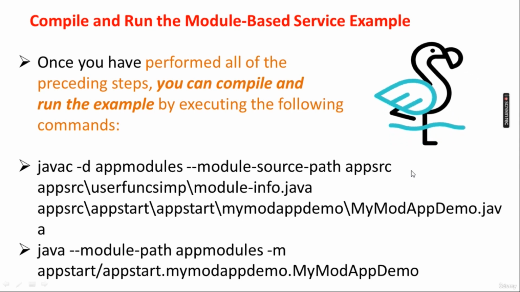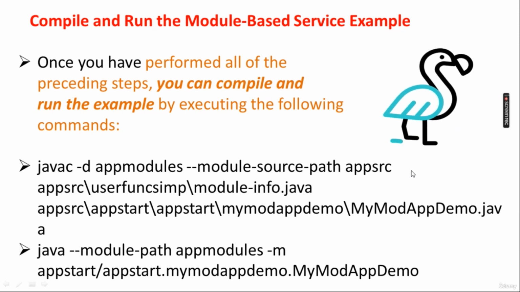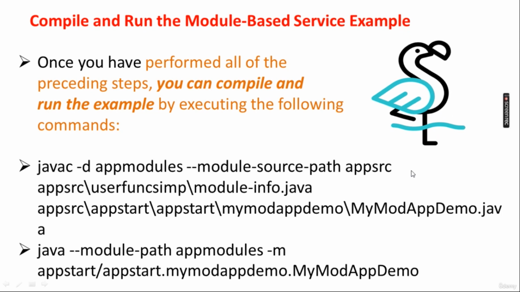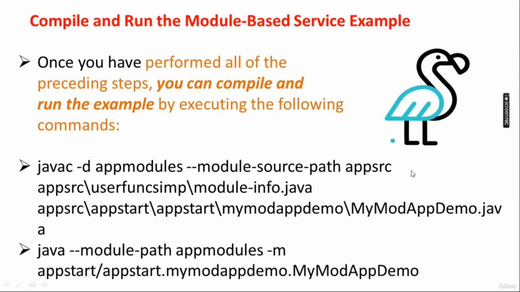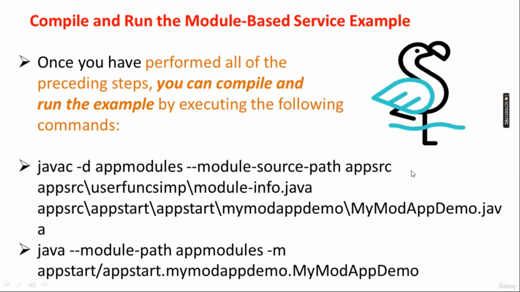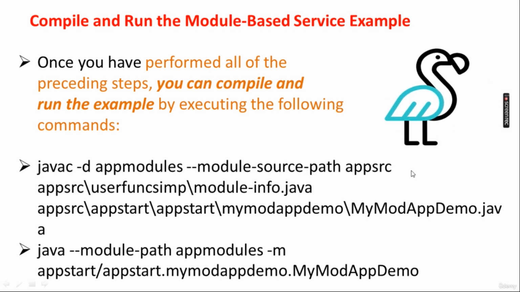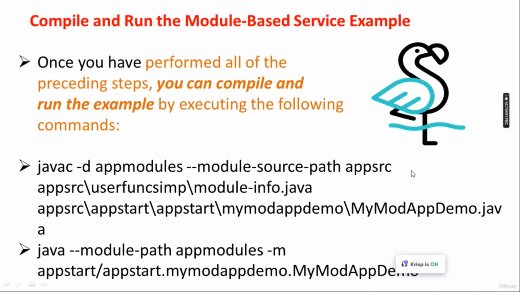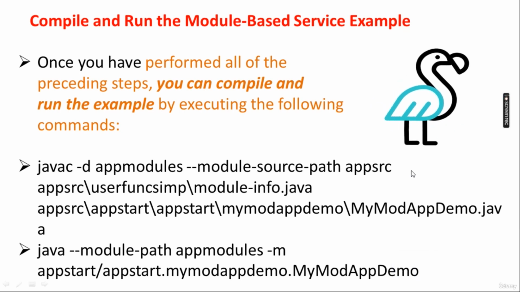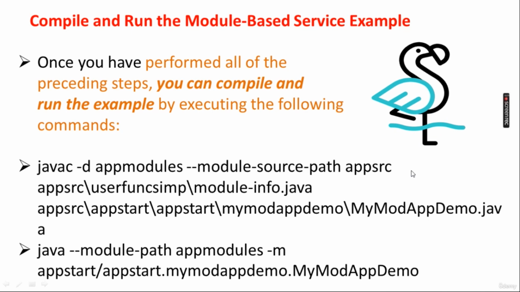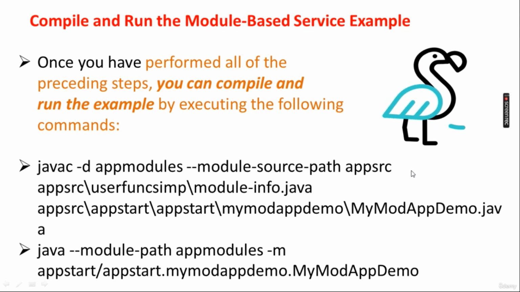In the previous session, we have seen the example and the steps to follow. Once you have performed all the steps given in the preceding session, you can compile and run the example by using the command javac -d app modules --module-source-path app source user function implementation module-info.java app source app start mymod app demo mymod app demo.java. So you have to note down and understand this command.